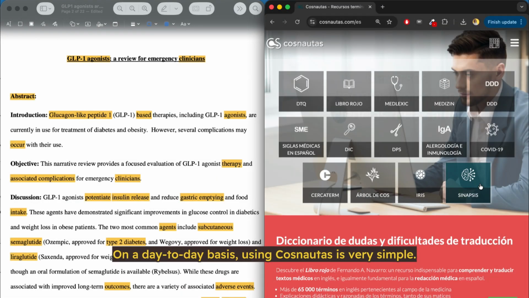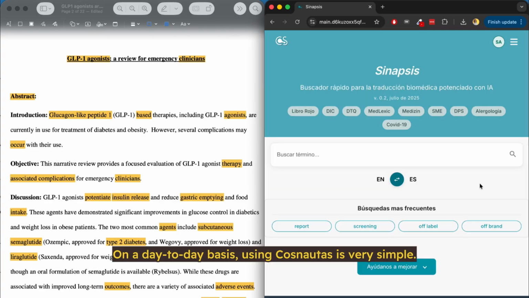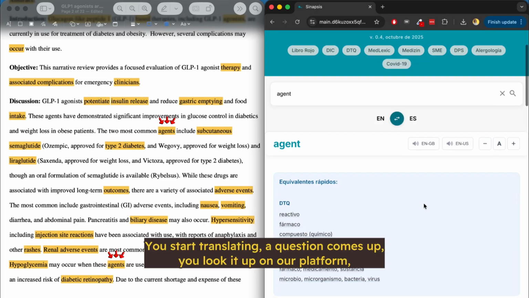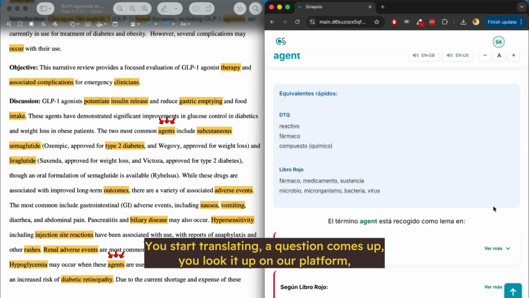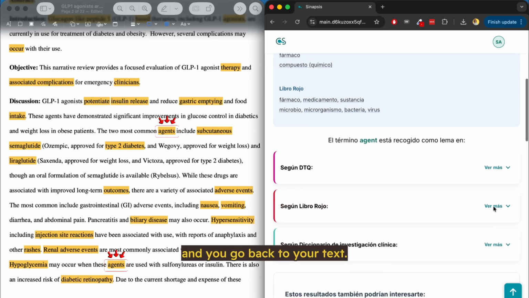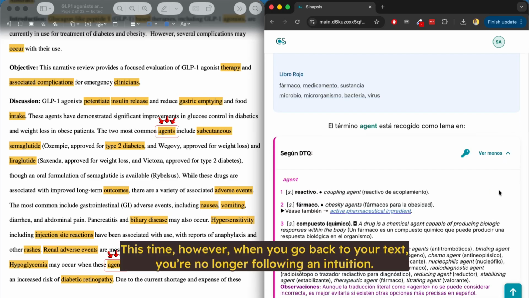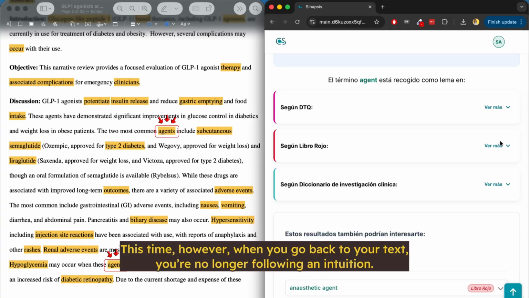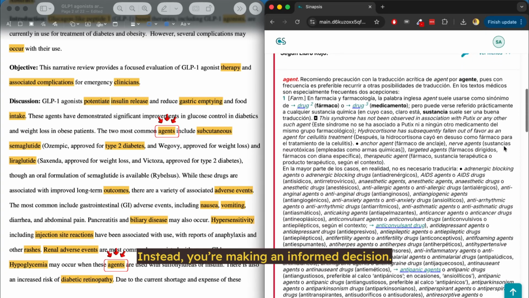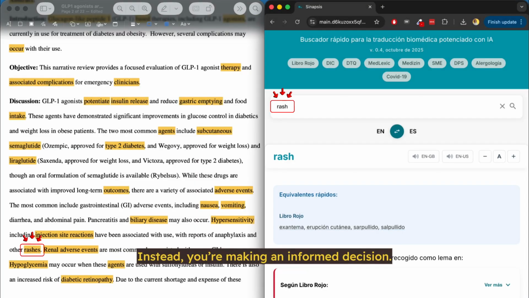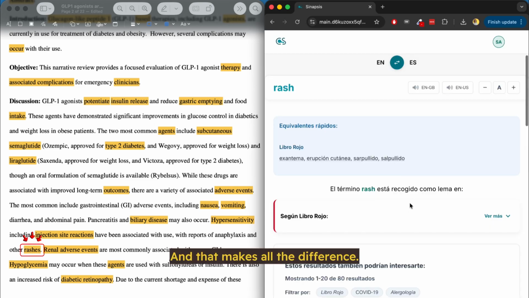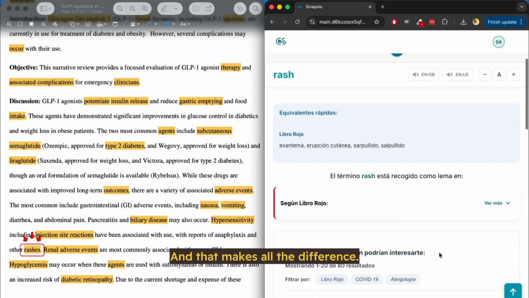On a day-to-day basis, using Cosnautas is very simple. You start translating, a question comes up, you look it up on our platform, and you go back to your text. This time, however, when you go back to your text, you're no longer following an intuition. Instead, you're making an informed decision. And that makes all the difference.